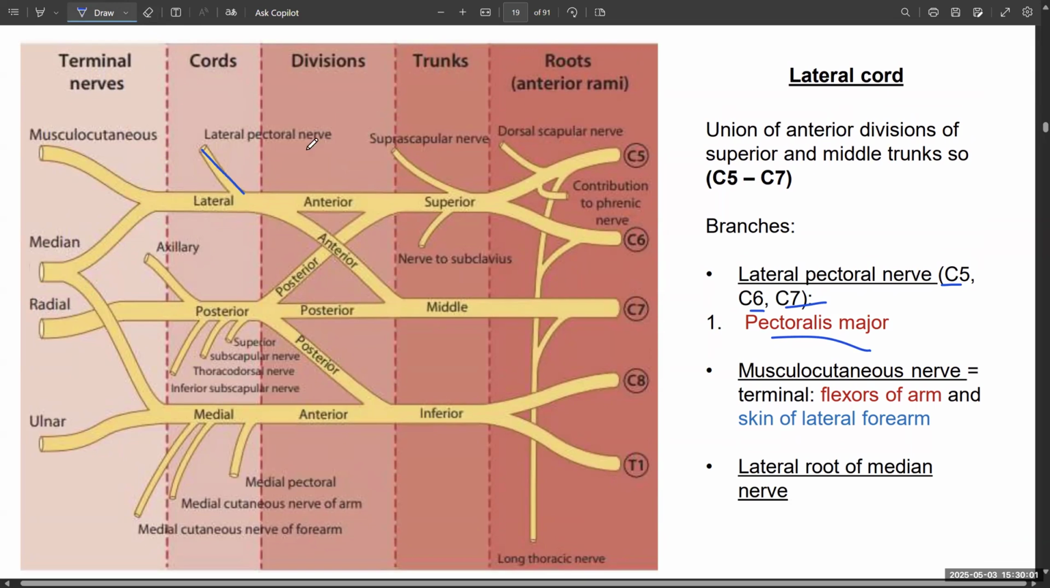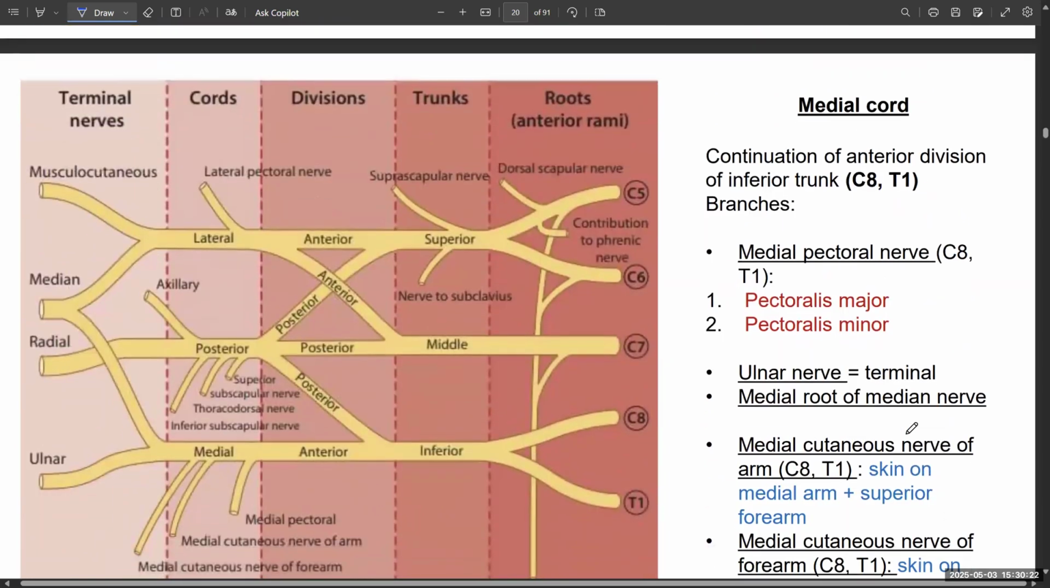The lateral cord will give off the lateral pectoral nerve. It's going to give off the musculocutaneous nerve, and it's going to form the lateral root of the median nerve. So 1, 2, and 3. The musculocutaneous nerve is a terminal nerve, and it supplies the flexors of the arm and skin of the lateral forearm.